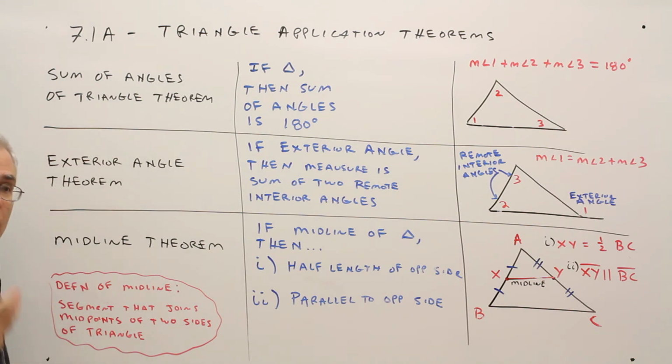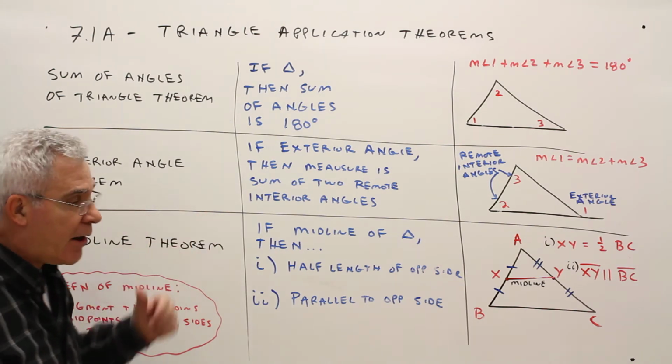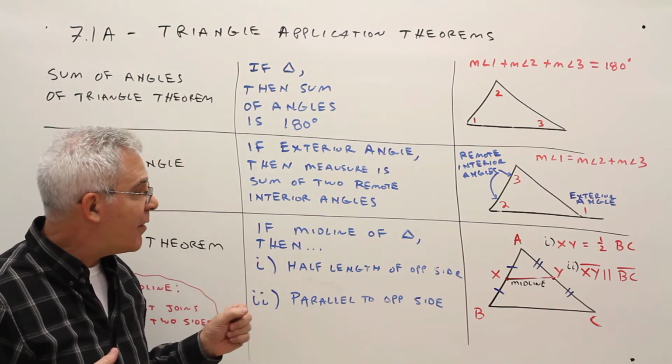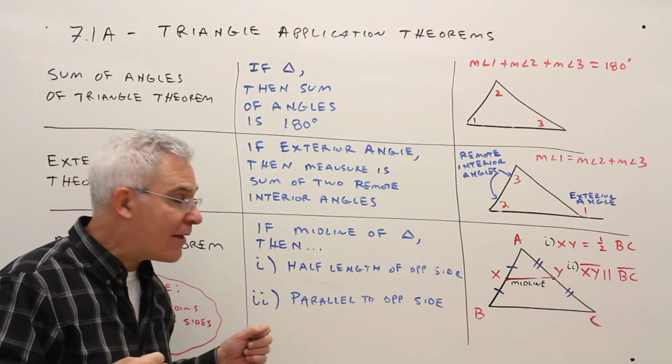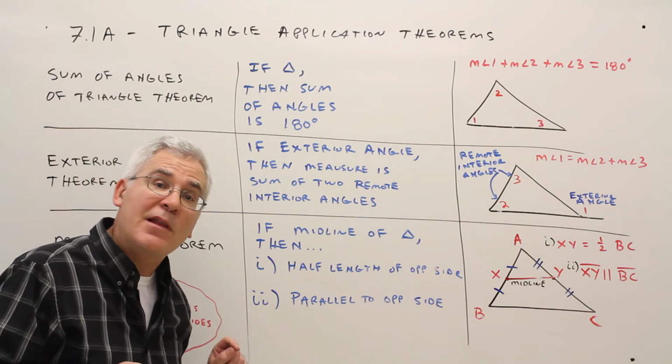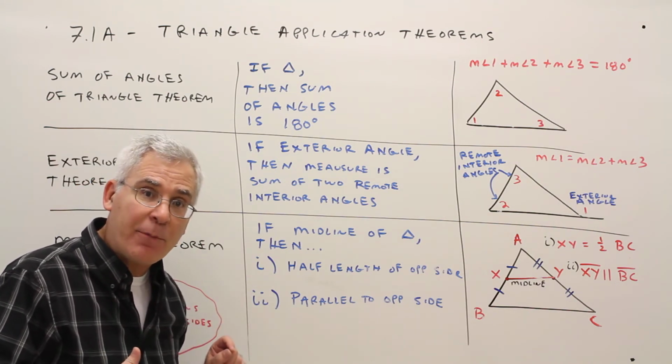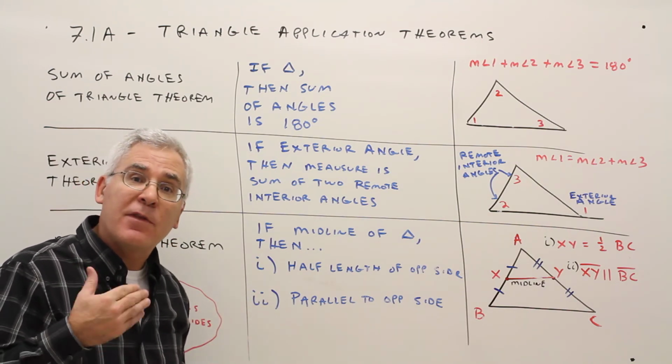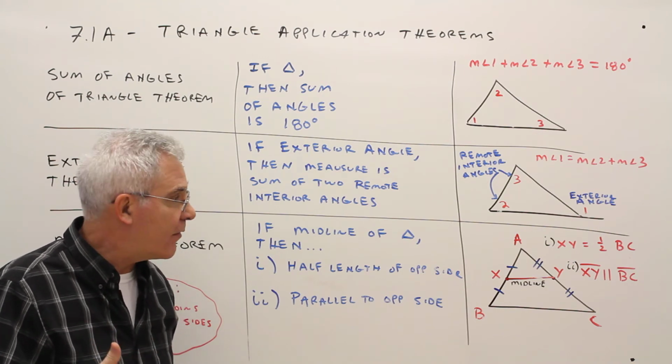Before I do it, let me define what the midline is. The midline of a triangle is a segment that joins the midpoints of two sides of the triangle. Here's the theorem. If a segment is the midline of a triangle, two things happen. One, the midline is half the length of the opposite side. Two, the midline is parallel to the opposite side.